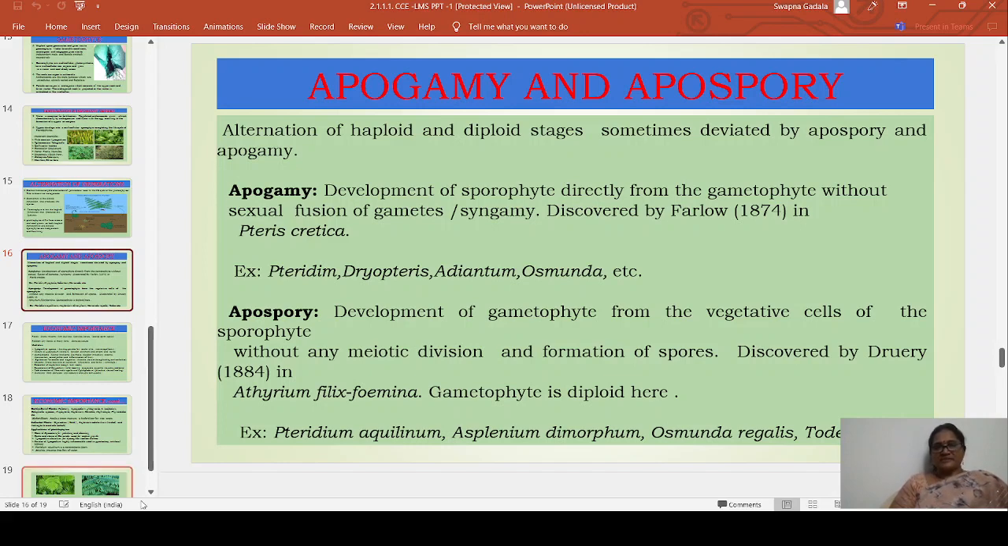Apospory means development of the gametophyte from the vegetative cells of the sporophyte without meiotic division. This apospory was discovered by Drury in 1884 in the Athyrium genus. Later it was reported in Pteridium, Asplenium, Osmunda like ferns.